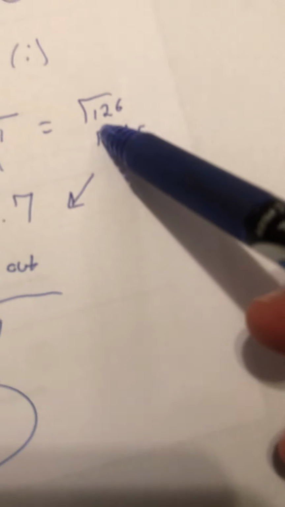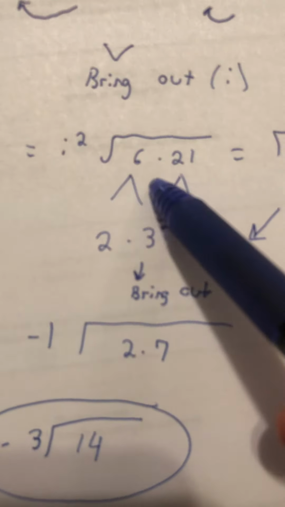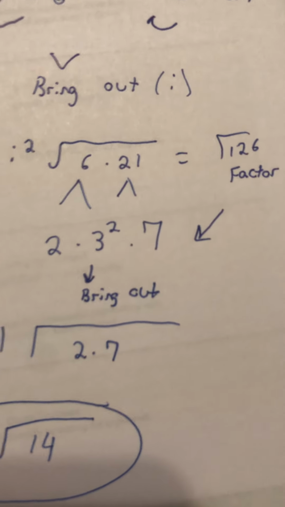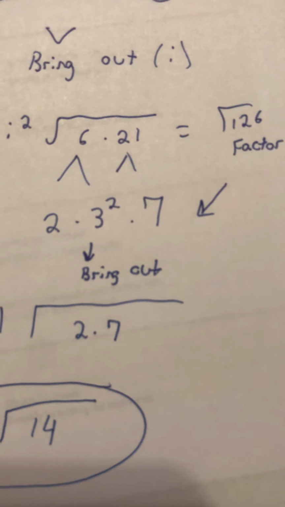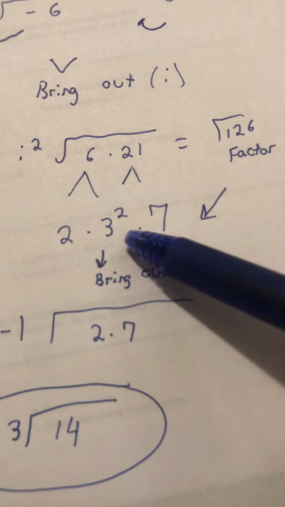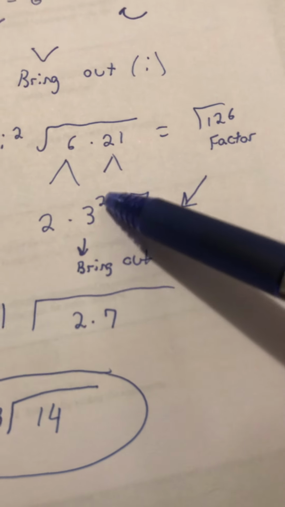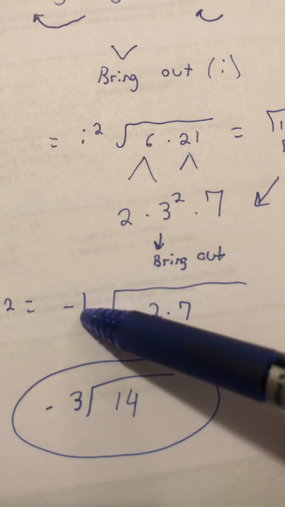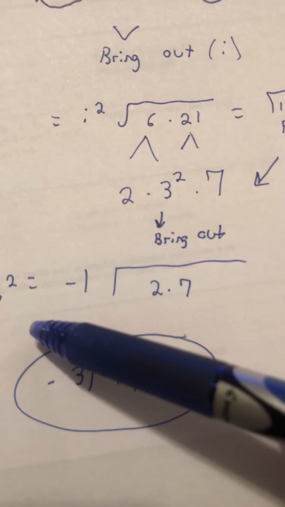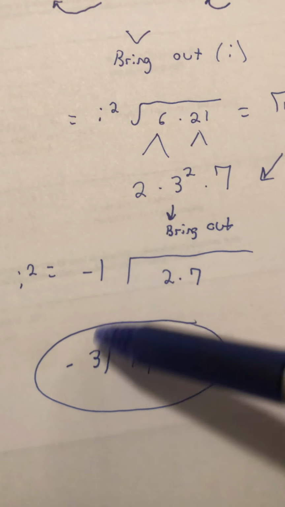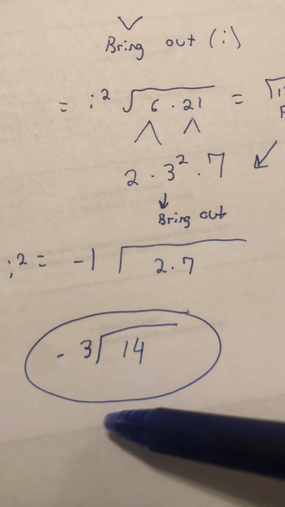Because really what we're factoring is here. I went ahead and factored 126, because that's what you get when you multiply 6 times 21. So when we factor that down, factoring of 126, we get 2 times 3 squared times 7. This was squared, so we brought it out. i squared becomes -1. So since I brought out 3, it's 3 times -1, which is -3. 2 times 7, which is 14.